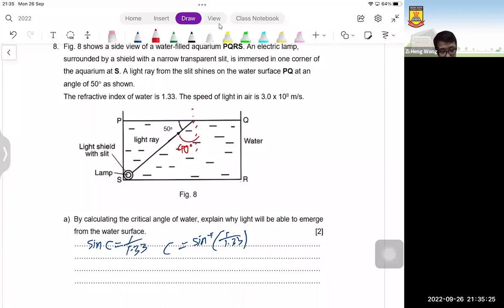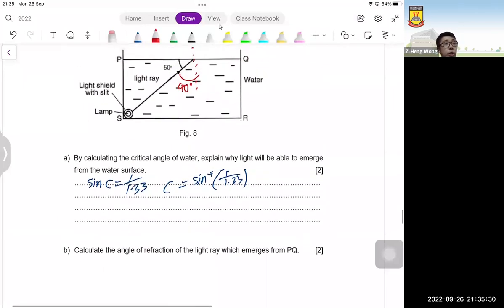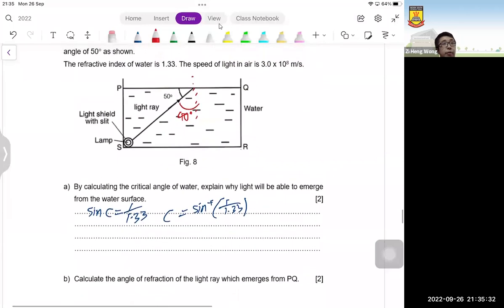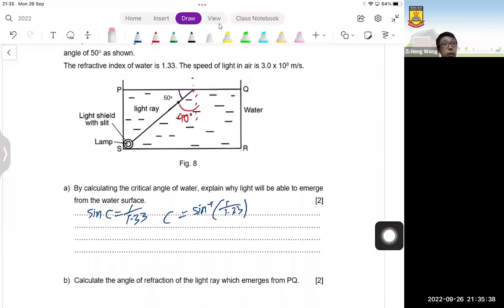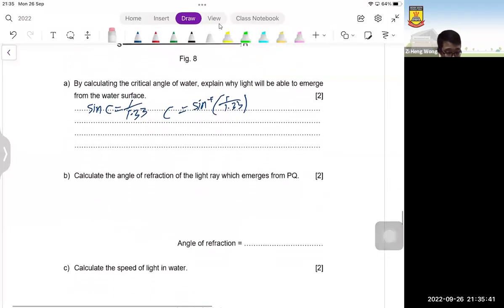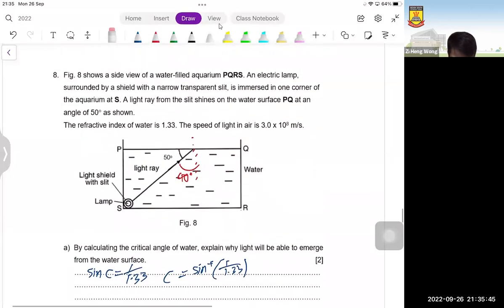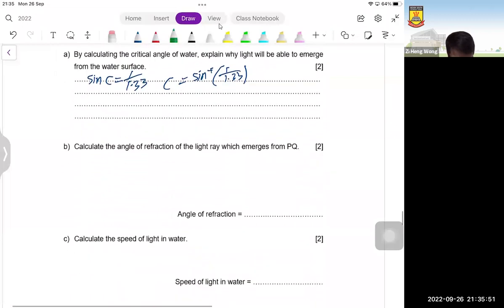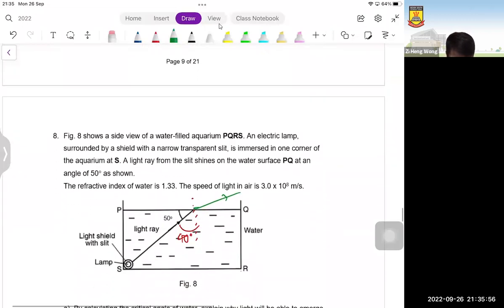Okay, so this one you can calculate and draw the conclusion. Calculate the angle of refraction of the light ray which emerges from PQ. Sorry, you are very choppy, I cannot hear you. So the angle of refraction of the light ray which emerges from PQ. It will be this one, meaning this angle of refraction.